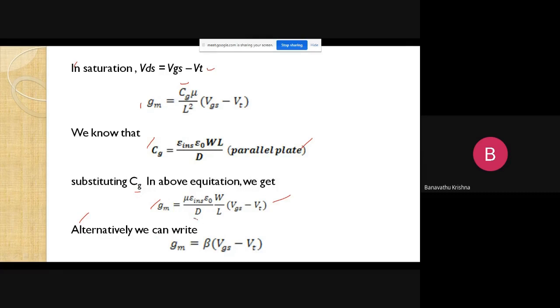So let us see the complete form. Here it is nothing but beta. How is it going to be beta? Firstly, K equals mu epsilon insulation and epsilon naught by D. And K into W by L is nothing but beta. These parameters are taken from the IDS versus VDS relationship. So alternatively we can write the transconductance equation as GM equals beta into VGS minus VT. This is the equation for transconductance of MOS transistors, right?